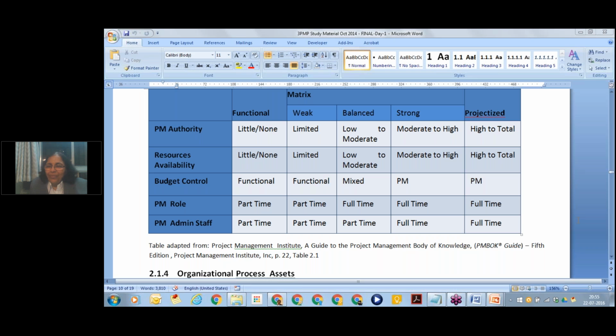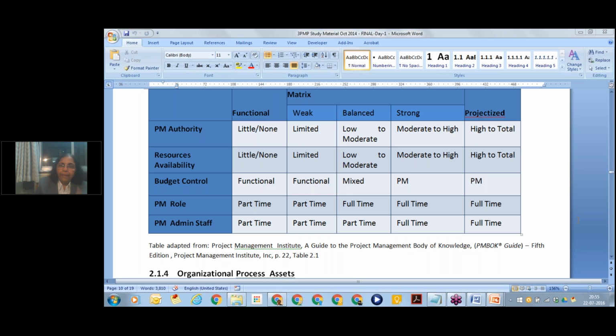Weak, balanced, and strong matrix. I can give you theory. I cannot give you examples because I will have to name the organizations. Weak matrix is where some revenue comes from projects, only marginal revenue comes from projects, and major revenue comes from operations.